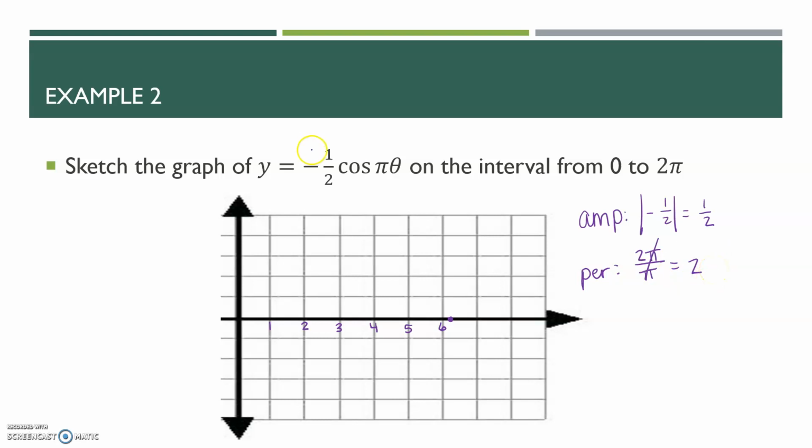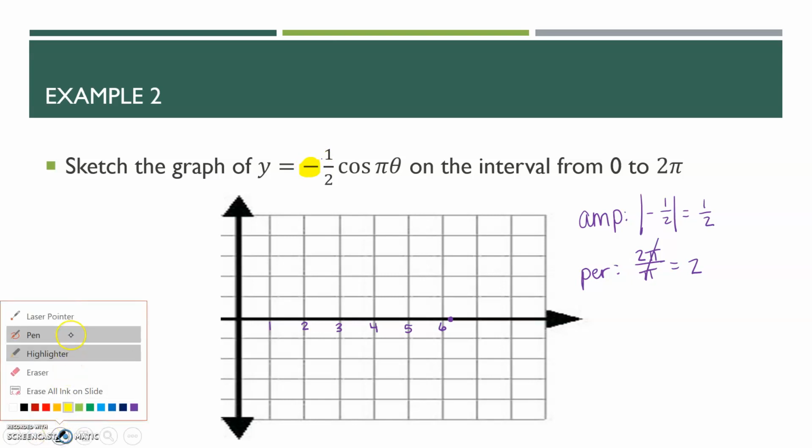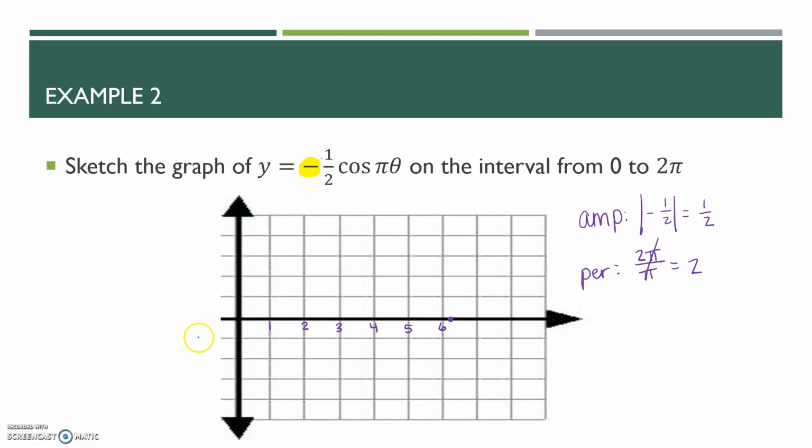So first thing I got to make sure I notice, and I usually do something like this where I'll highlight the fact that there's a negative there just so that when I'm going back I don't forget. I'm going to count by 1/2 again. And so I have to remember that negative means I start on the opposite side. So my period is 2. So from 0 to 2 is 1 cycle.